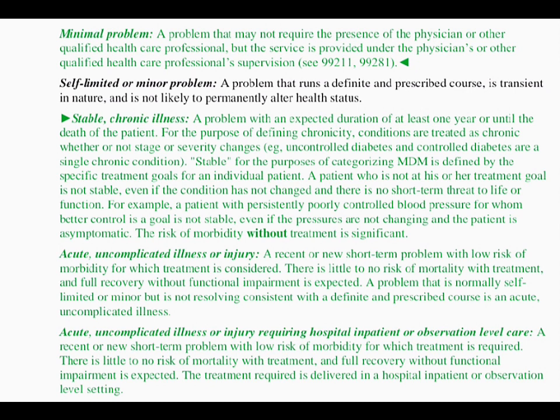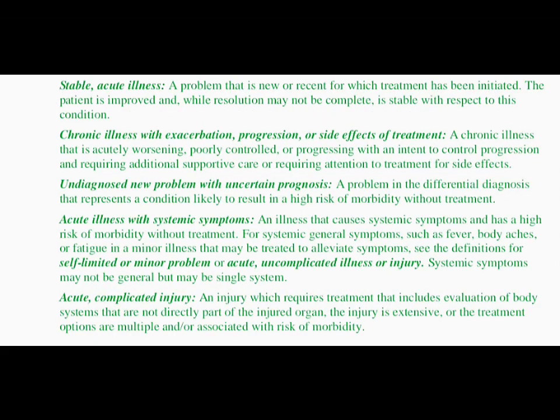Acute, uncomplicated illness or injury requiring hospital inpatient or observation level care. A recent or new short-term problem with low risk of morbidity for which treatment is required. There is little to no risk of mortality with treatment, and full recovery without functional impairment is expected. The treatment required is delivered in a hospital inpatient or observation level setting. Stable, acute illness. A problem that is new or recent for which treatment has been initiated. The patient has improved and, while resolution may not be complete, is stable with respect to this condition. Chronic illness with exacerbation, progression, or side effects of treatment.